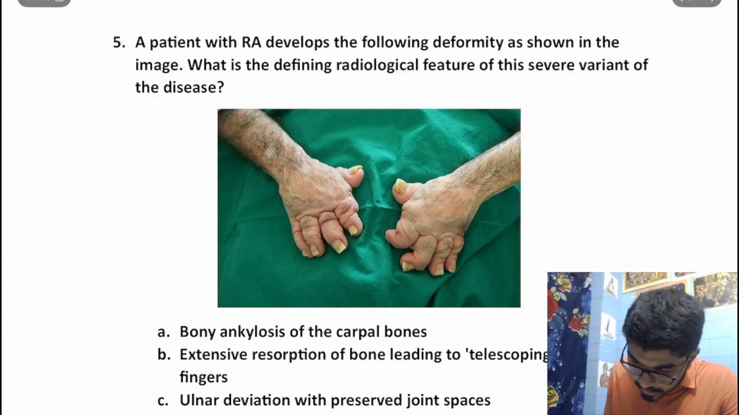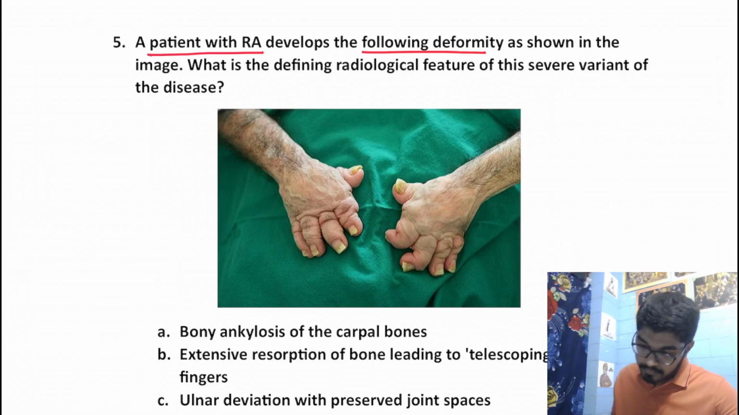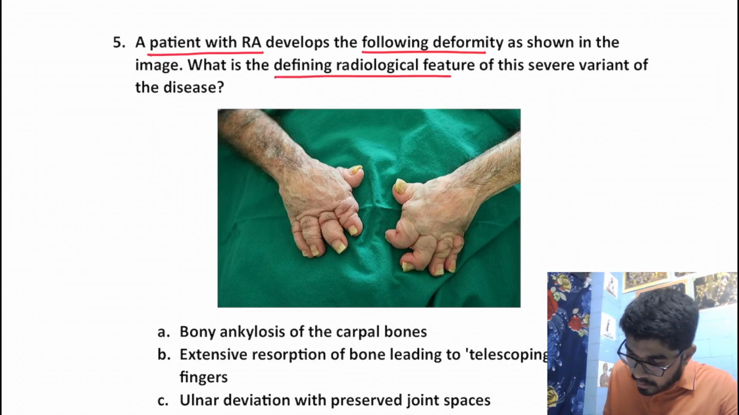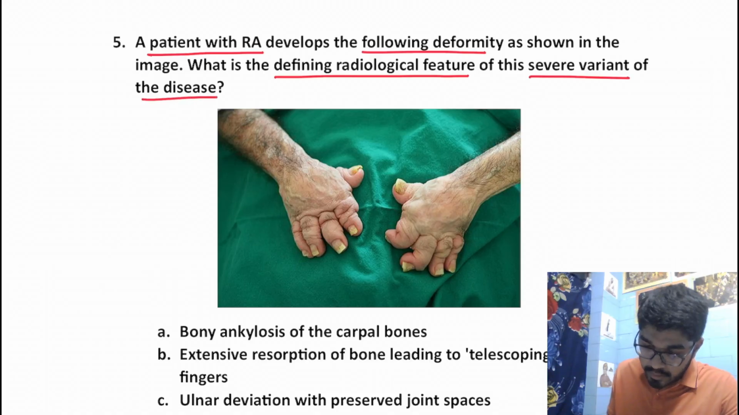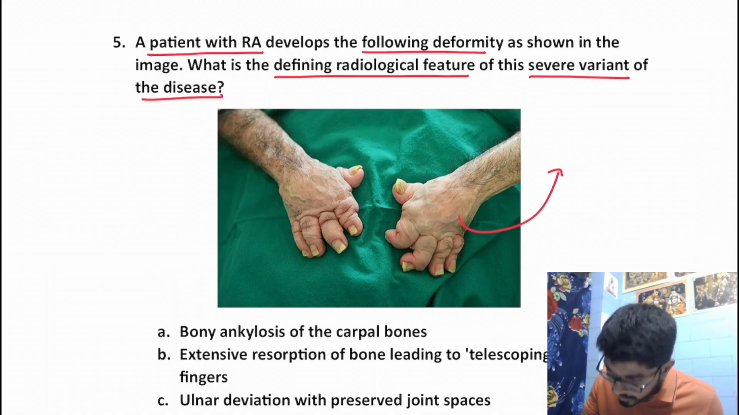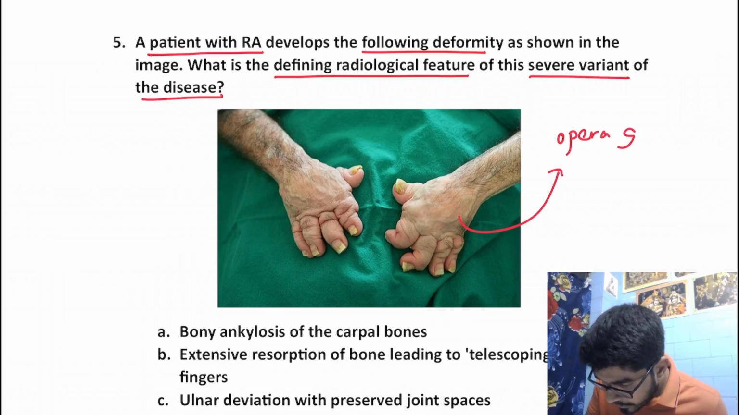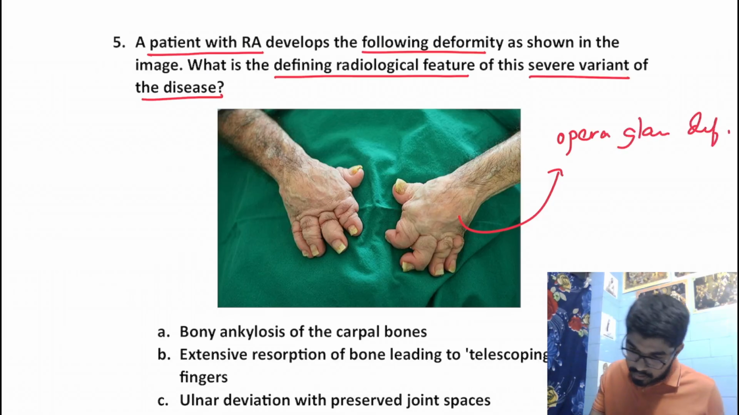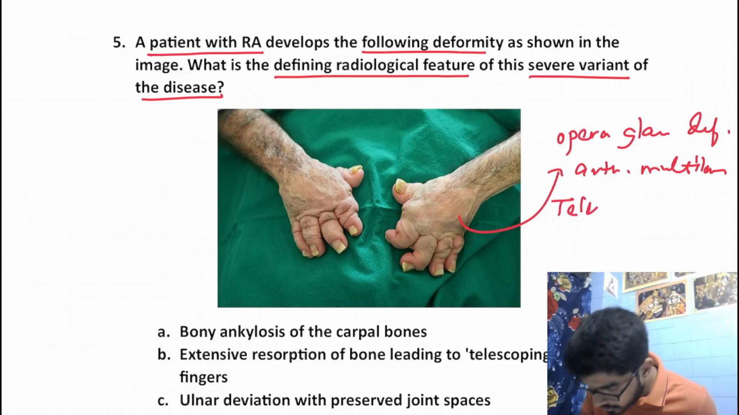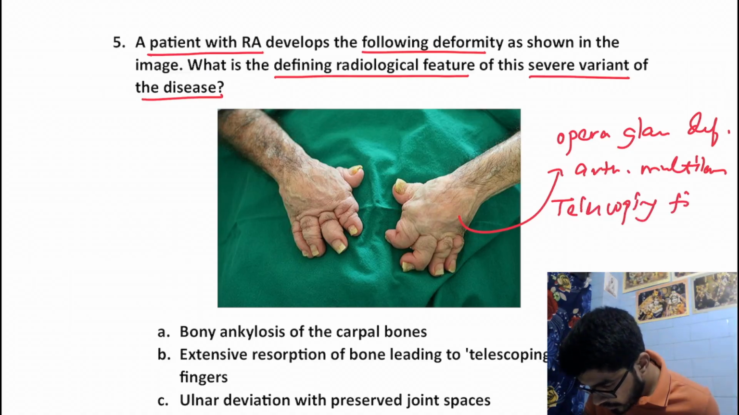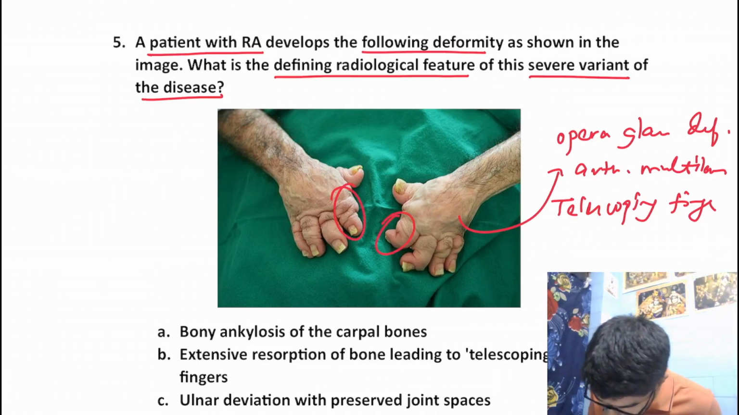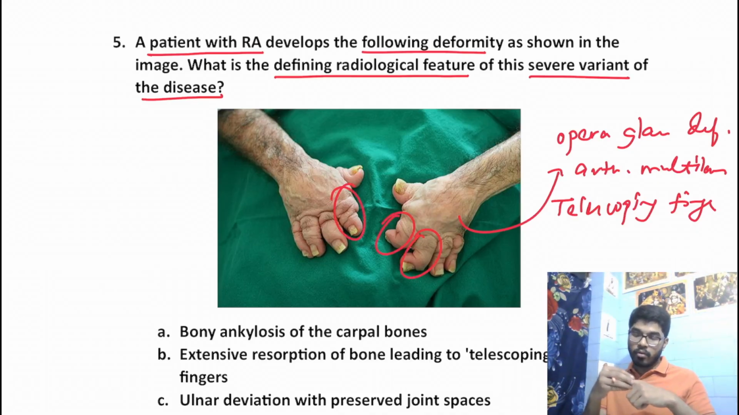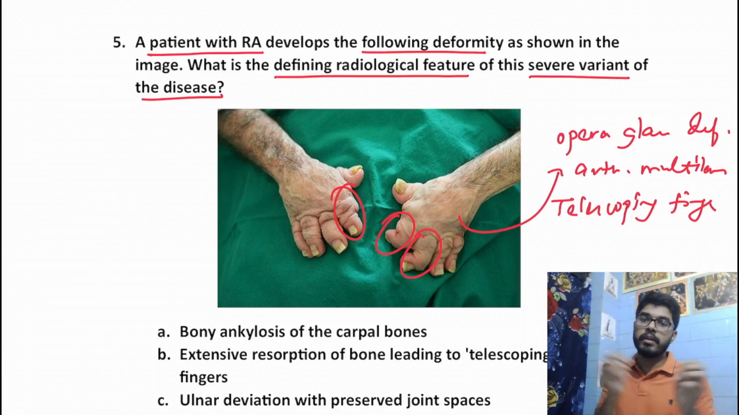Now, a patient with RA develops the following deformity as shown in the image. What is the defining radiological feature in this severe variant of the disease? What is this deformity? This deformity is known as the opera glass deformity, also known as arthritis mutilans. It is also known as telescoping fingers. We can very well appreciate that the finger joints and bones have telescoped into one another.